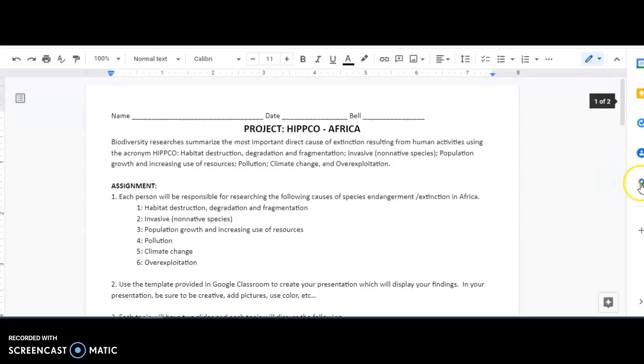Alright, so in this assignment, you'll be responsible for researching the following causes for species endangerment or extinction in Africa. They include habitat destruction, whether it's degraded or fragmentation. Two, invasive, so non-native species have moved in. Three, population growth and increasing use of resources, and that could be human population. How's that affecting some other animal? Pollution, how does that affect the animals? Climate change and overexploitation. Are we hunting too much and things like that?